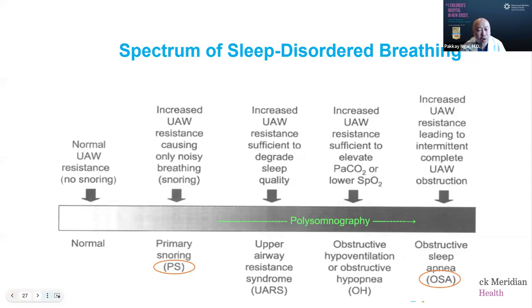And then next is what we call primary snoring or habitual snoring, where it's just the noise. And what I tell patients and their families is that they're not in any medical danger, at least not at this point with the study. Next slide.